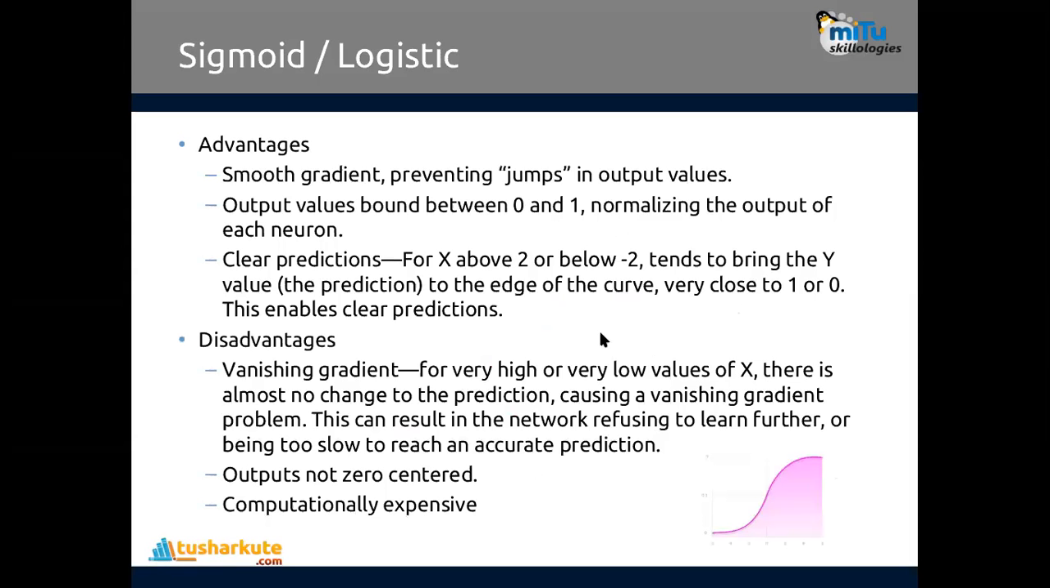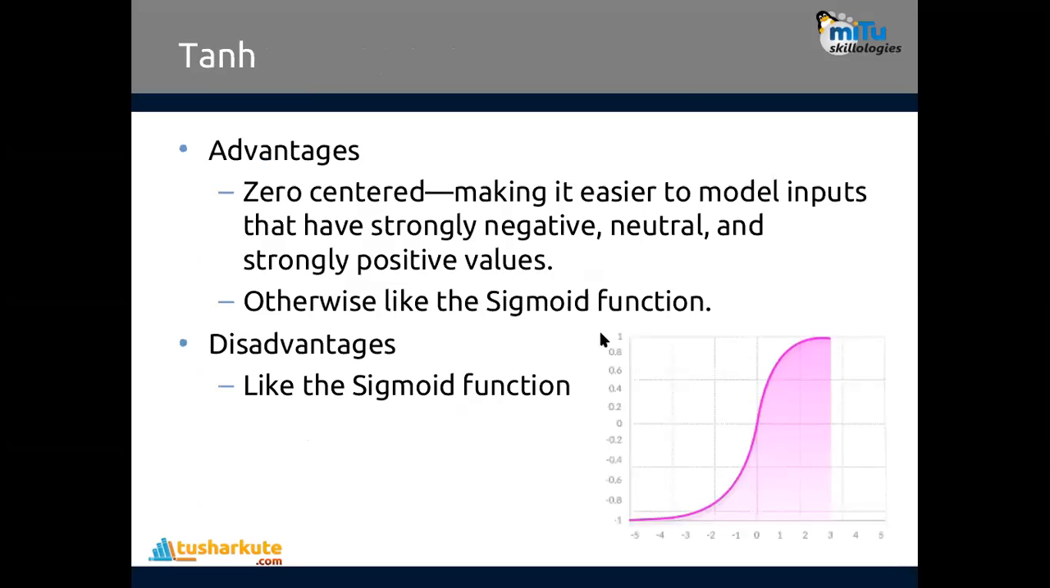Then next is tanh, the hyperbolic tan. Its advantage is that it is zero centered, making things easier. We calculate tanh of the value and then forward it, making it easier to model inputs that have strongly negative, neutral, and strongly positive values. Otherwise it is like the sigmoid function. See this curve, it is more clear.